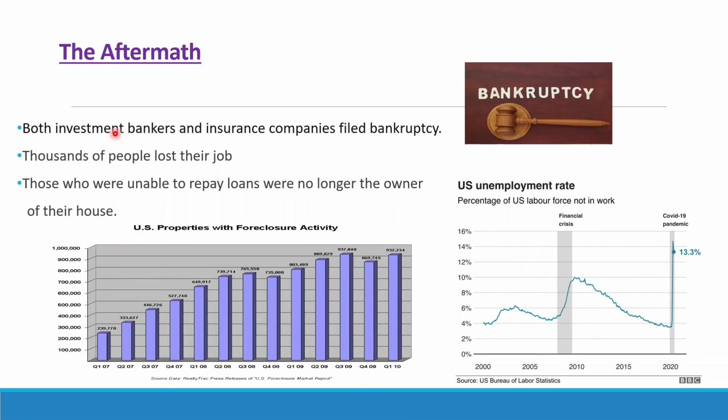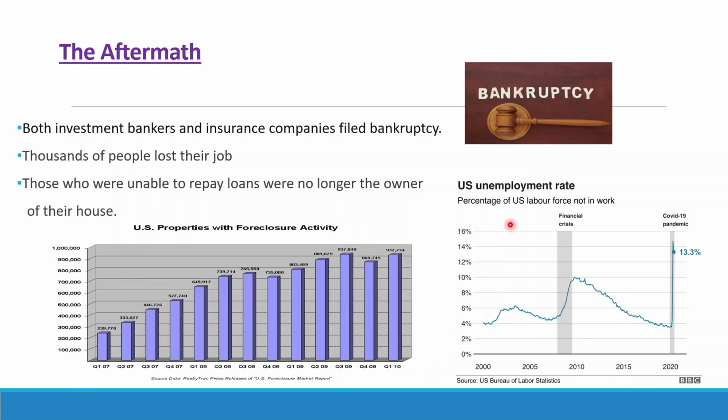Okay, so the aftermath. Both investment bankers and insurance companies filed for bankruptcy as they did not have money and people started asking for money. Thousands of people lost their jobs as usual. So those who were unable to repay the loan were no longer the owners of their house due to the foreclosure. And this is the graph for US foreclosure activities on US properties: in the first quarter of 2007 it was this low, and in the late third quarter and fourth quarter of 2009 it was this high. You can see here, it's around 240,000, and then around 937,000. It was this high.